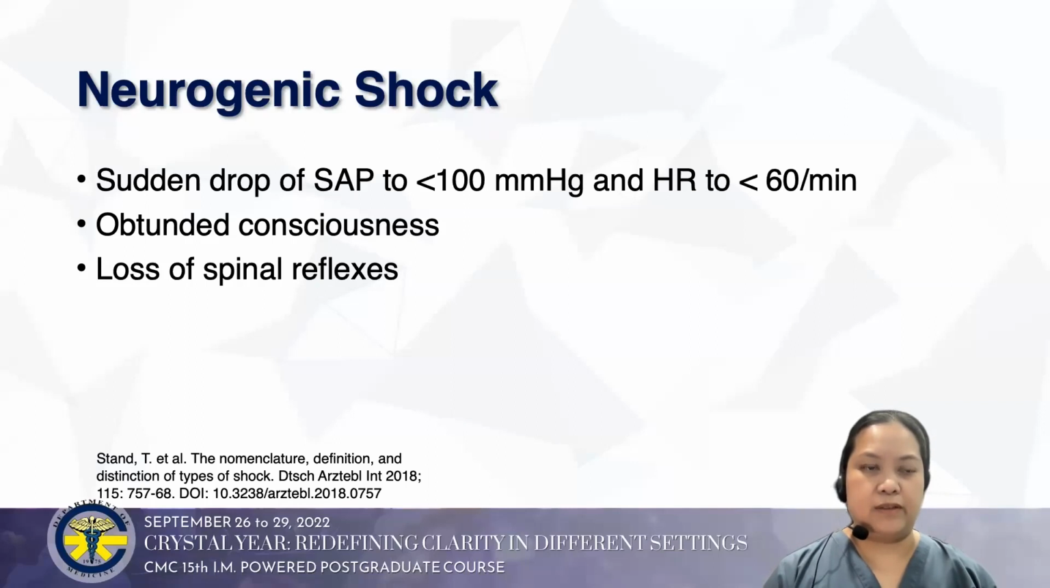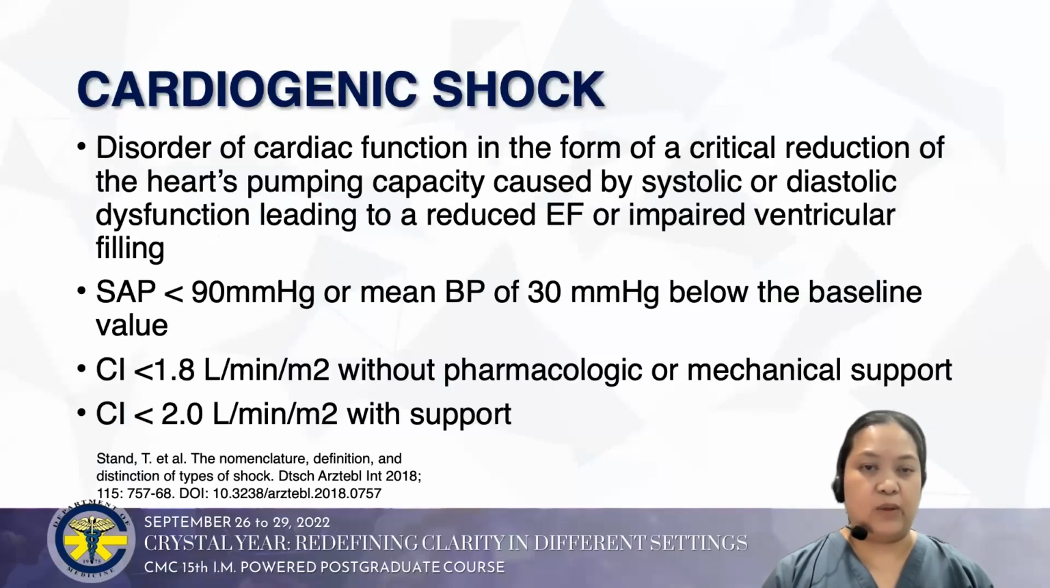Moving on to the third classification of shock, we have cardiogenic shock. In cardiogenic shock, disorder of cardiac function in the form of a critical reduction of the heart's pumping capacity caused by systolic or diastolic dysfunction leads to a reduced ejection fraction or impaired ventricular filling.